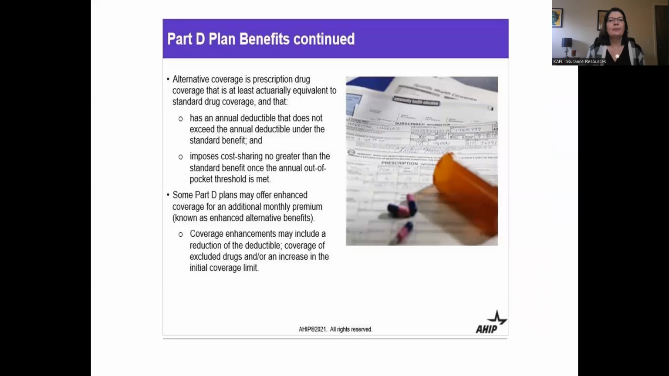So alternative coverage is prescription drug coverage that's at least actuarially equivalent to standard drug coverage. It's going to have an annual deductible that's not higher. Remember, it can't be worse than the standard plan. It can be better, and many of the plans are better than the standard benefit. The cost sharing can't be higher than what's on the standard benefit. And some may offer enhanced coverage for an additional premium.